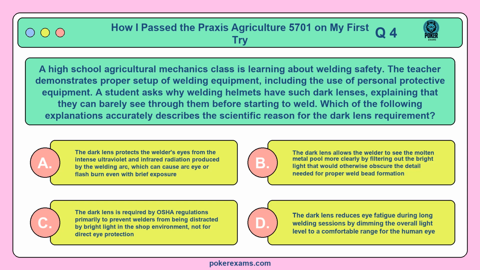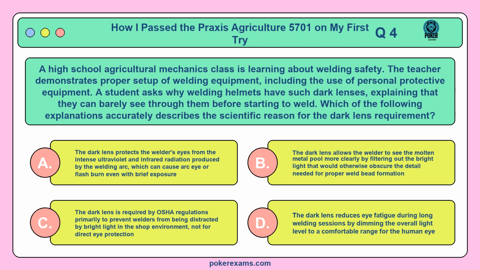Question 4. A high school agricultural mechanics class is learning about welding safety. The teacher demonstrates proper setup of welding equipment, including the use of personal protective equipment. A student asks why welding helmets have such dark lenses, explaining that they can barely see through them before starting to weld. Which of the following explanations accurately describes the scientific reason for the dark lens requirement?